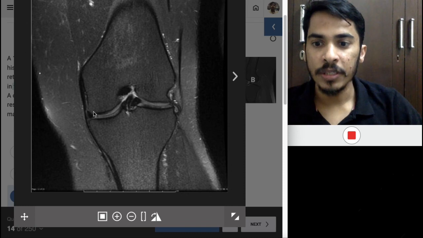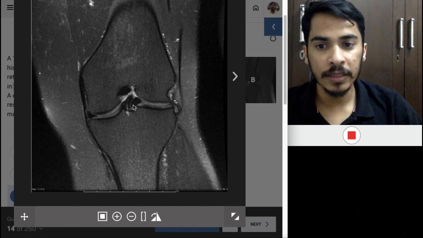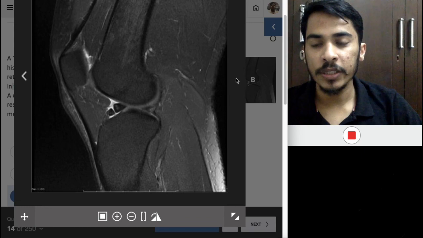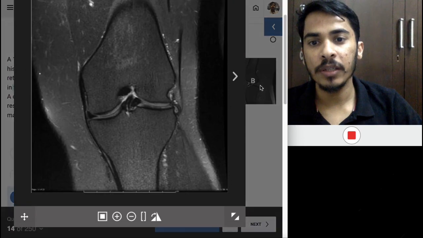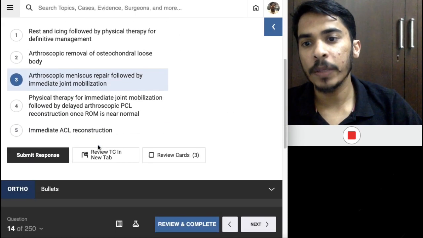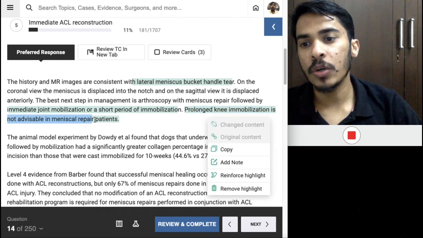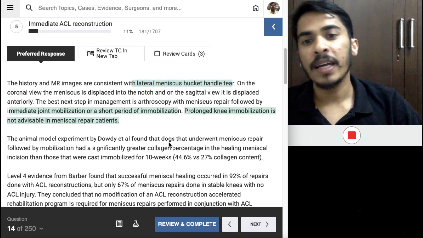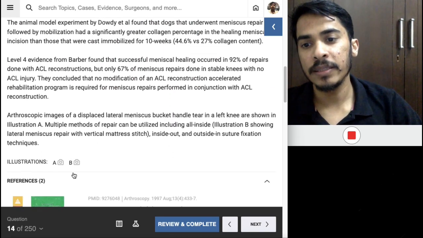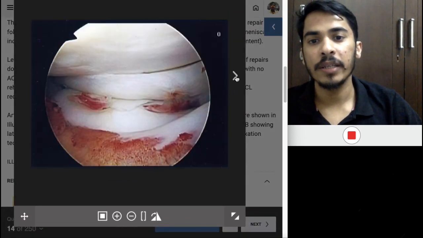In the MRI, this is medial meniscus, but there is no lateral meniscus present here. This is the PCL attachment on the femoral side, but there the lateral meniscus can be seen here. Now going to the sagittal section, lateral meniscus posterior horn is not visualized. So it's a bucket handle tear of the lateral meniscus. So we have to go for an arthroscopic meniscus repair followed by immediate joint mobilization. Nowadays, prolonged knee immobilization is not advisable in meniscus repair patients. Bucket handle tear is more common in medial meniscus, but this case is a lateral meniscus bucket handle tear. This is the arthroscopic image showing bucket handle tear and repair.